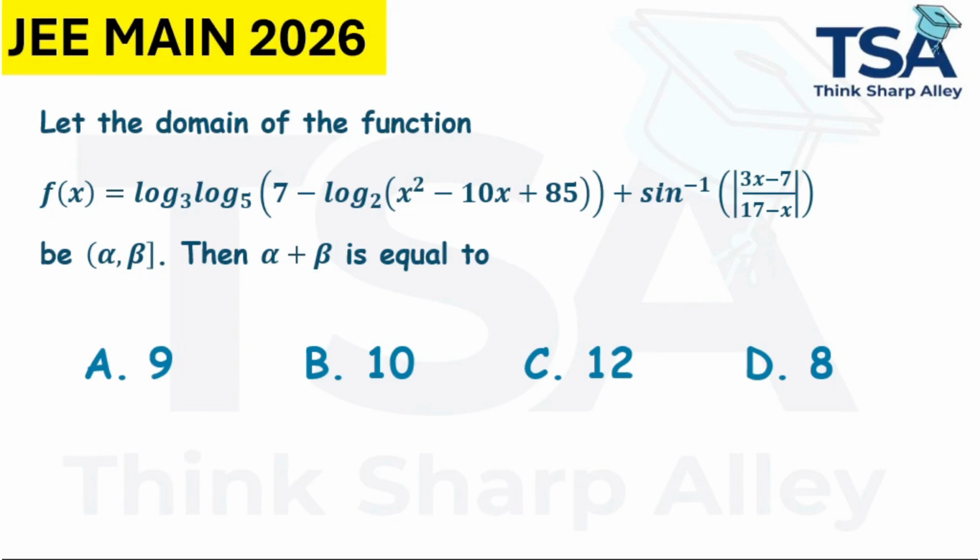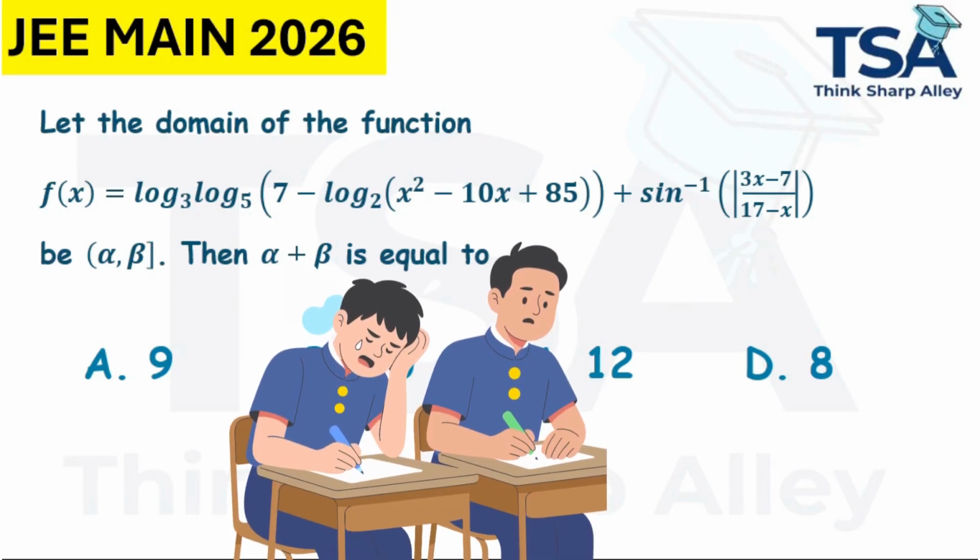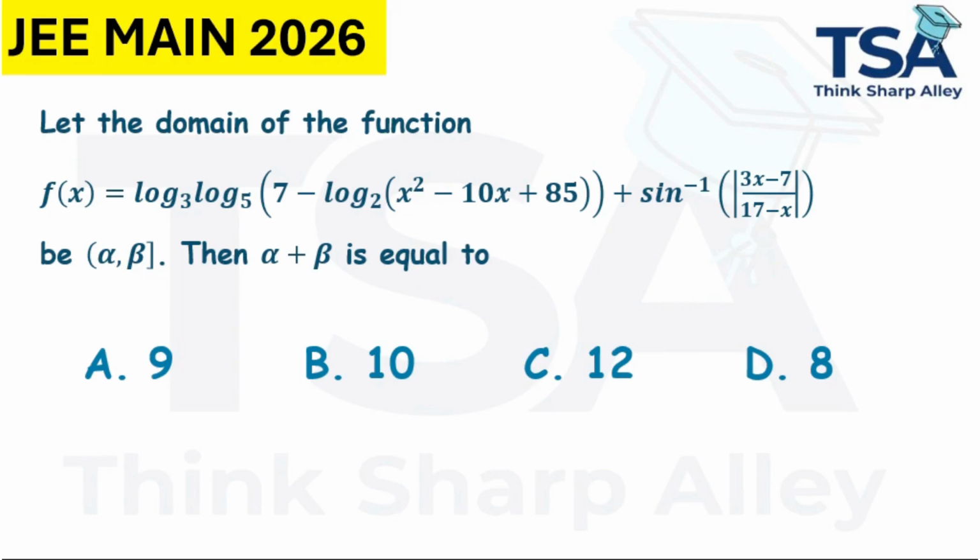Take a look at this domain question. When students see layered log structures combined with a fractional absolute inside a sine inverse function, they expect pages of tedious inequality shift. This is an absolute illusion. If you process this systematically from inside out, the properties do all the heavy lifting for you.